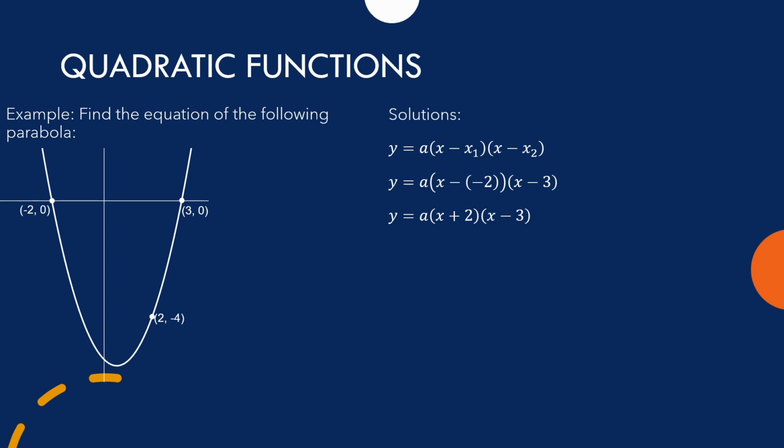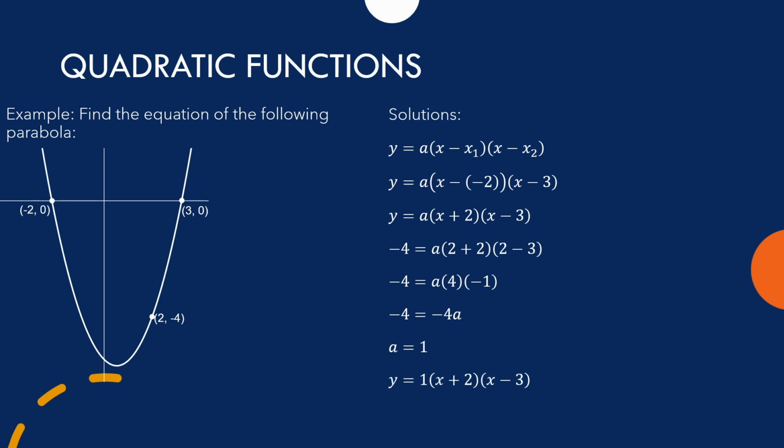And now what I'm going to do is substitute that third point into this equation. And doing that, I will have negative 4 is equal to a multiplied by (2 plus 2) multiplied by (2 minus 3). And that will give me negative 4 is equal to a multiplied by 4 multiplied by negative 1. And that will give me negative 4 is equal to negative 4a. And hence, a will be 1.